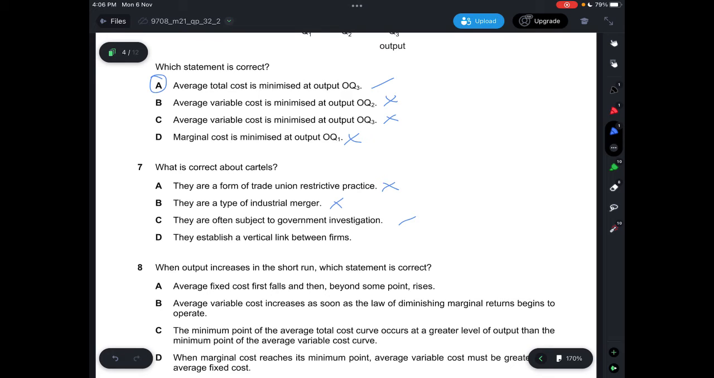D says they establish a vertical link between firms. If I'm not mistaken, the vertical link here should be about vertical integration. Vertical integration in this case is not correct, because vertical integration is basically when you merge with other companies with a different production process. All of them have the same production process, selling this homogeneous product, so D is incorrect. Answer will have to be C.